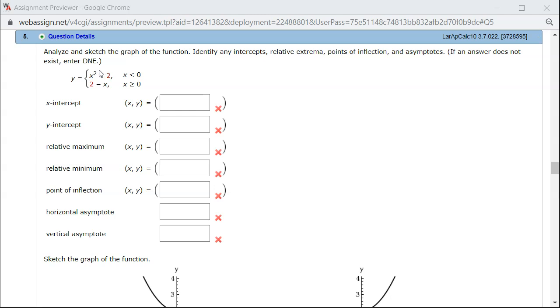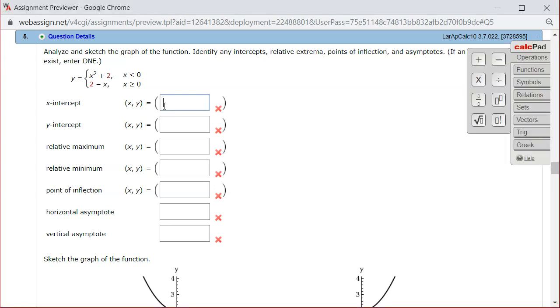If you set this one equal to 0, realize that x squared plus 2 is never 0, so we don't have anything there. But if you set 2 minus x equal to 0, we can see that x equals 2. So the x-intercept would be at (2, 0). And make sure that x is greater than or equal to 0. So 2 is greater than or equal to 0, so that works out.